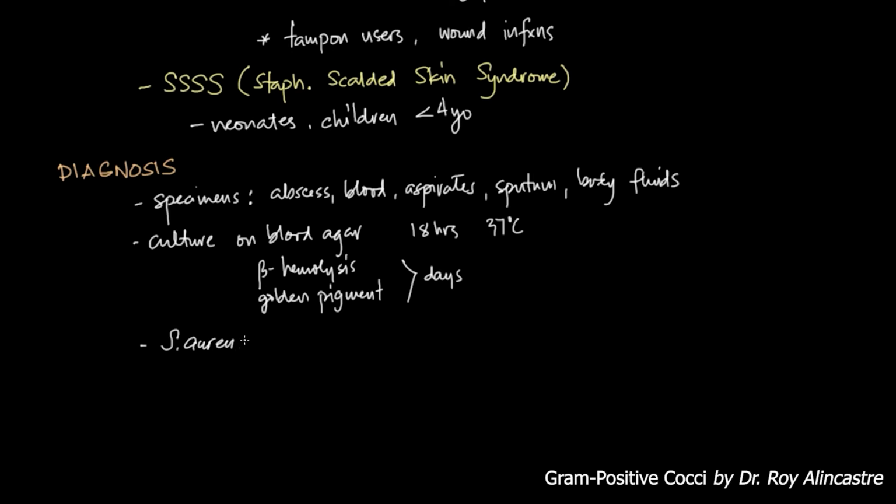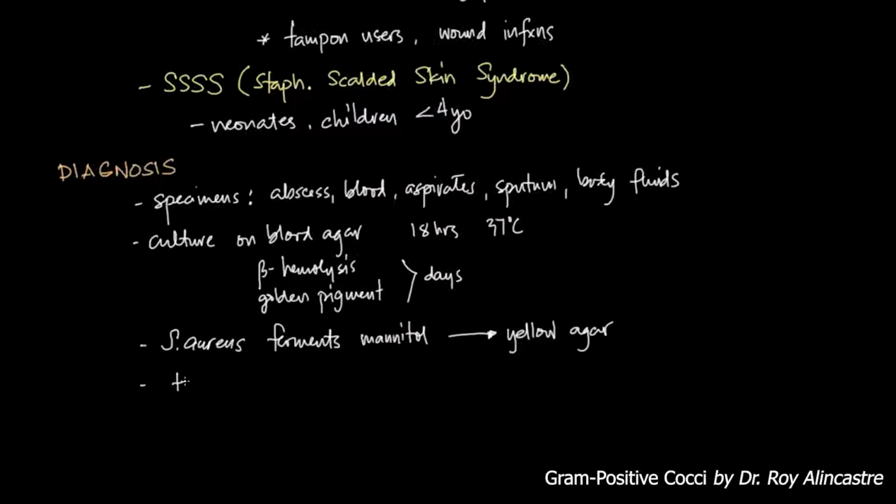Mannitol salt agar is a commonly used screening device for Staph aureus. Staphylococcus aureus ferments mannitol, which lowers the pH. This causes the agar to turn yellow, whereas the other staph will not ferment mannitol and the agar will remain pink.